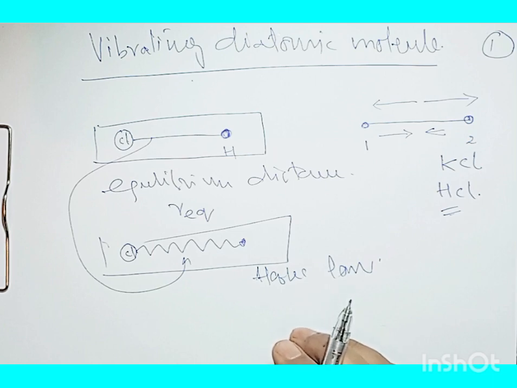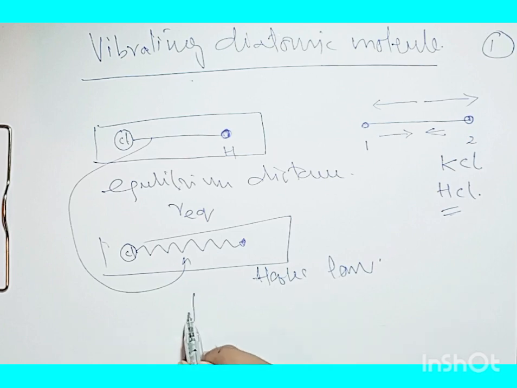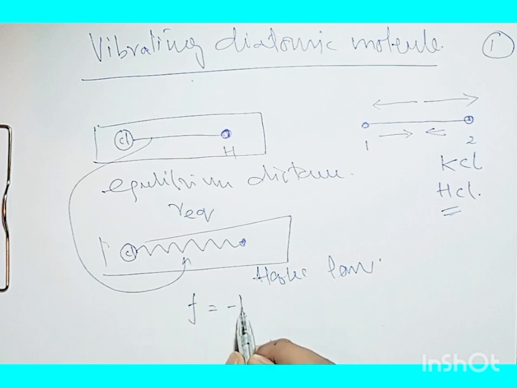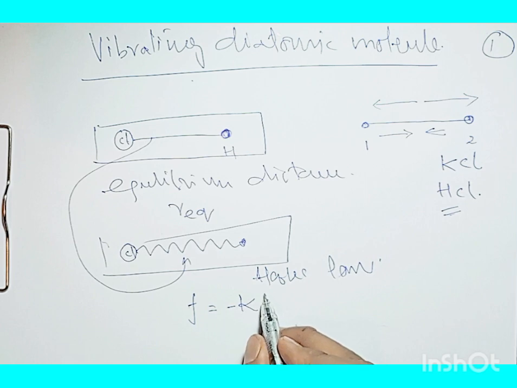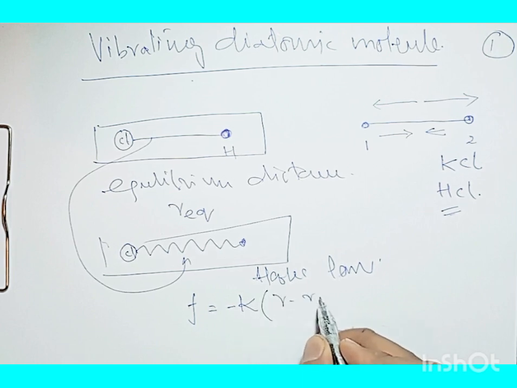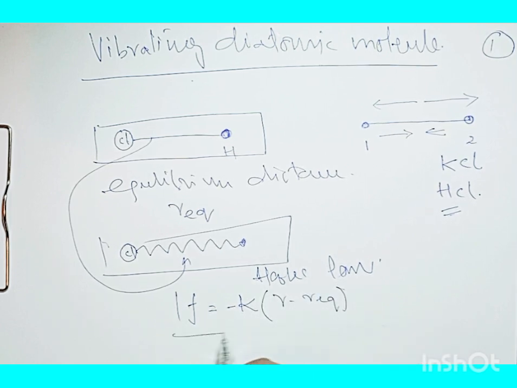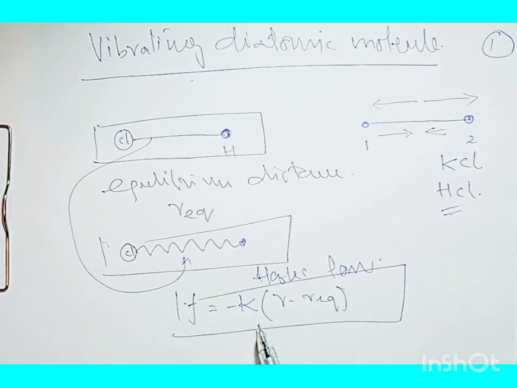the bond is behaving exactly like a spring, and it obeys Hooke's law. And for that we can have a force, what we call a restoring force, and we can write that as minus k times r minus r equilibrium. So this k is a force constant. We may also call it the spring constant, and r is the internuclear distance.